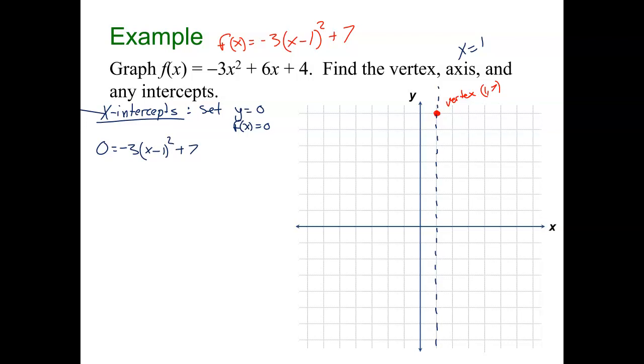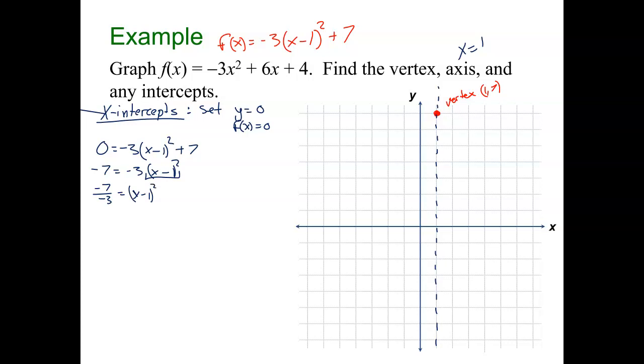How do I solve it? Parentheses for x, right? I want to solve for x. Oh, distribute? Nope. Okay. Minus 7. Let's get x by itself. Let's get the squared by itself. What's the next step? You can cry, but then you buck up and keep going. So what's the next step? Divide by negative 3. So negative 7 over negative 3 equals (x minus 1) squared.